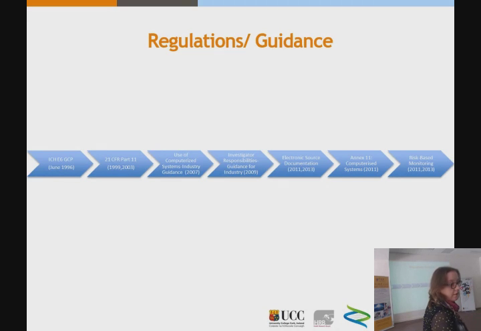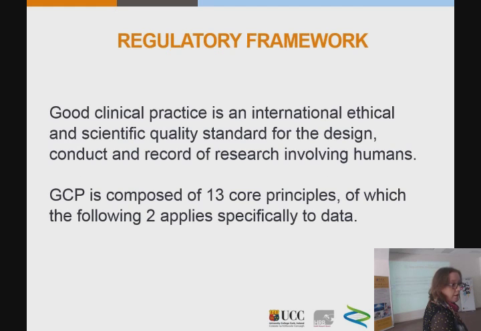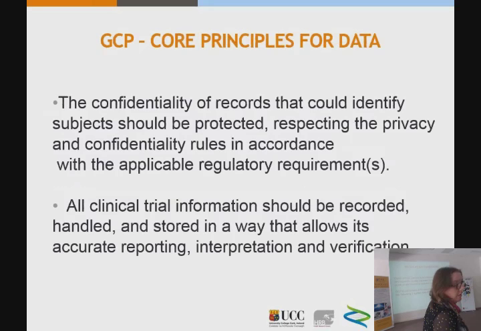Since then, lots of other ones have come on board to help standardise technical guidelines and give people a better understanding of things. So the first one is the GCP one, and everyone involved in a clinical trial will be very familiar with that. It's essentially composed of 13 principles, but only 2 of those really specifically apply to data.